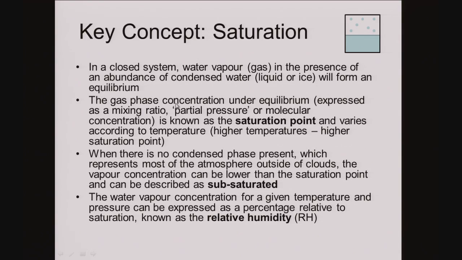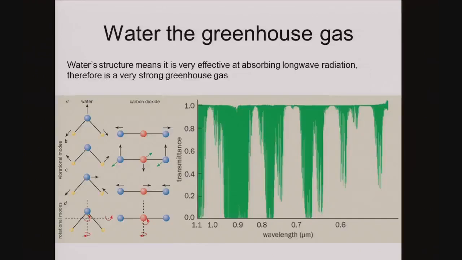And the gas phase concentration under that equilibrium, you can express it as a mixing ratio if you want. So mass of water vapour per unit mass of air, or you can express it as a partial pressure or molecular concentration, and that's known as the saturation point. So it's the point at which the air saturates. Any further cooling, if you cool quickly enough, will result in some condensation. Okay, does that make sense? It goes back to the phase diagram again.